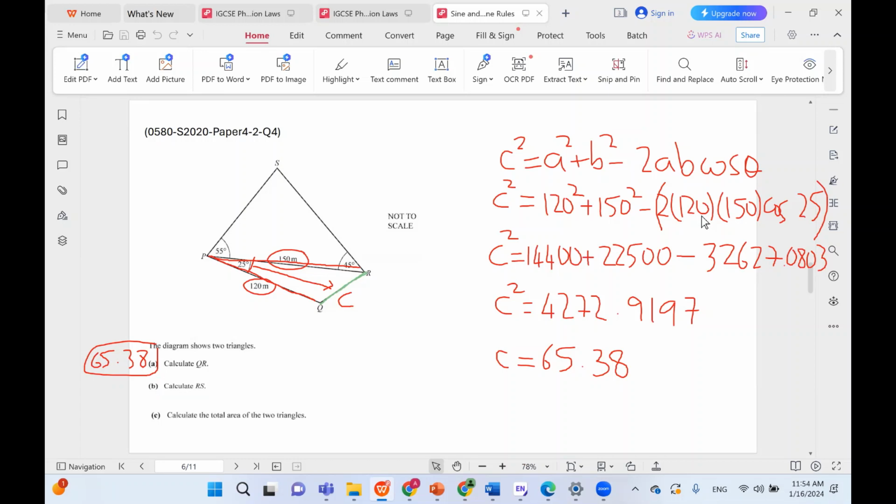Now for question B, we are required to find RS. So RS exists in the second triangle, and it's pretty much the same concept as what we did in the last question. We have this triangle here.